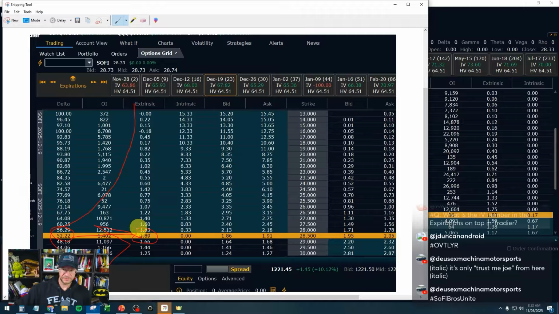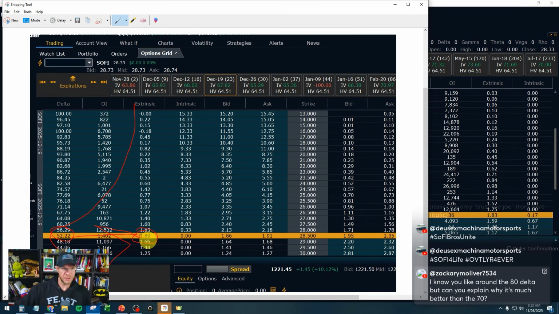So this option right here is the highest cost of any option, because this is the one that will decrease in value the most as time goes by, as the extrinsic value goes by.